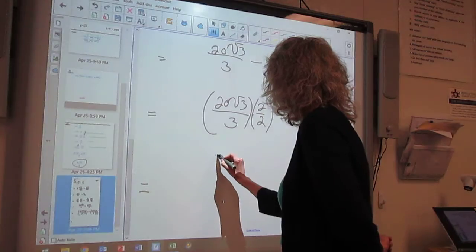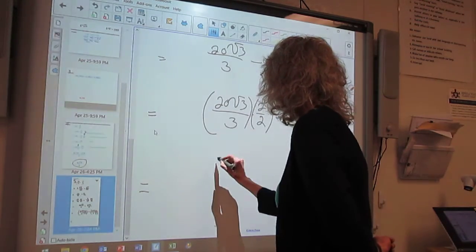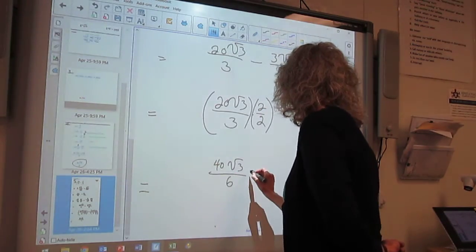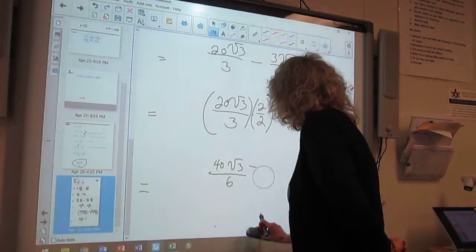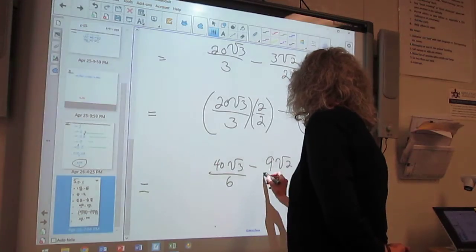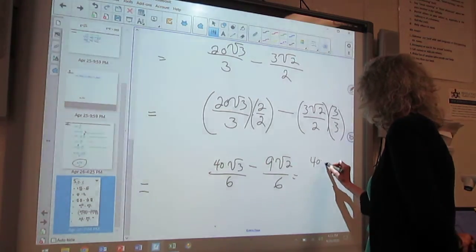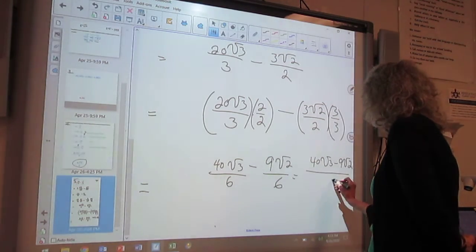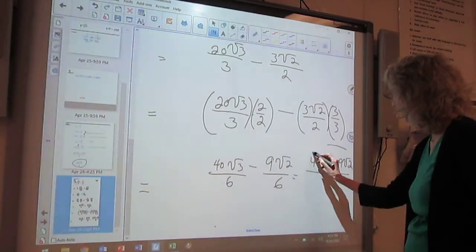And we get 40 the square root of 3 over 6 minus 9 the square root of 2 over 6. And now we can write that over one denominator and do 40 the square root of 3 minus 9 the square root of 2 all over 6. And I don't believe there's a common factor there.